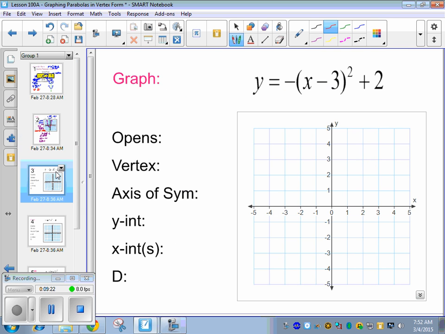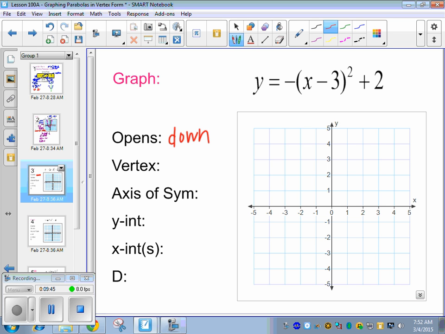Let's try another one. So this time we have a negative in front of the parentheses. All right, so Kayla, what do you think? Opens up or down? Okay, good. We have a negative in front, so it opens down.